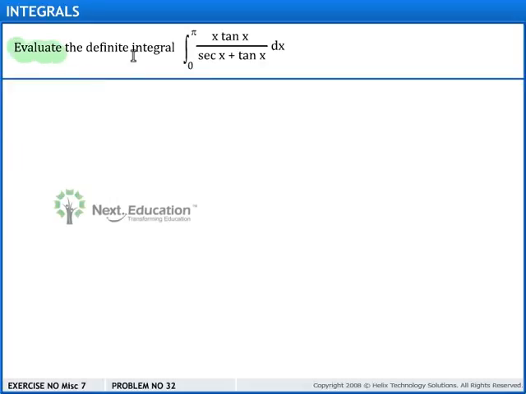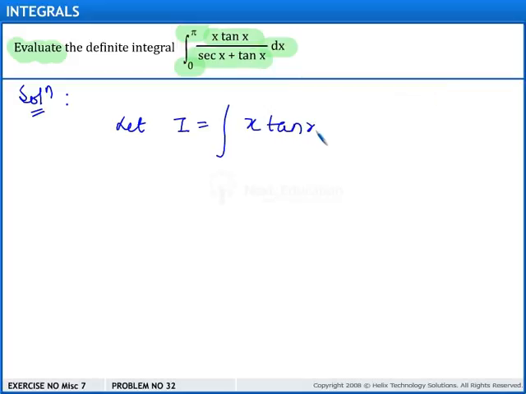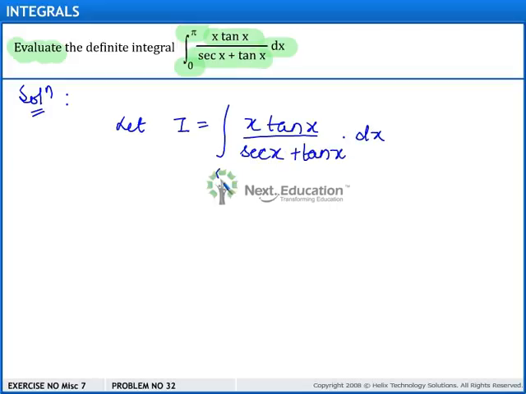We have to evaluate the definite integral of x tan x divided by sec x plus tan x, into dx, from 0 to pi. Let's begin with the solution. Let I be the integral of x tan x divided by sec x plus tan x into dx from 0 to pi.